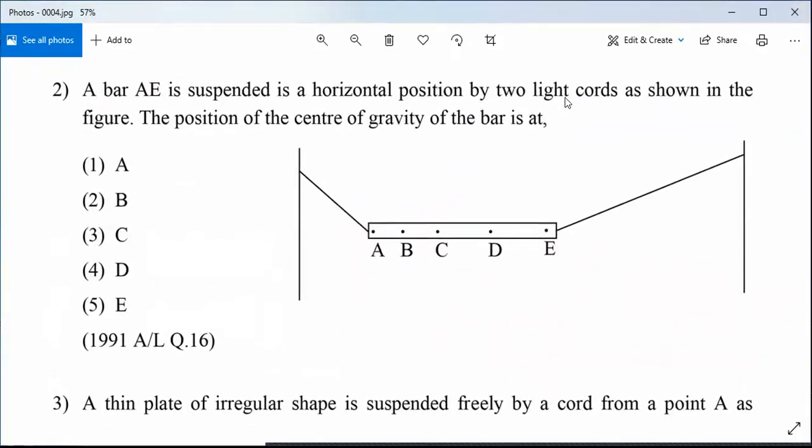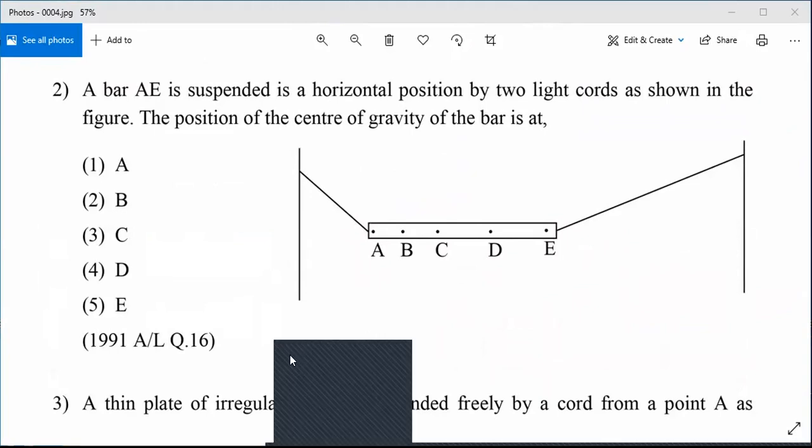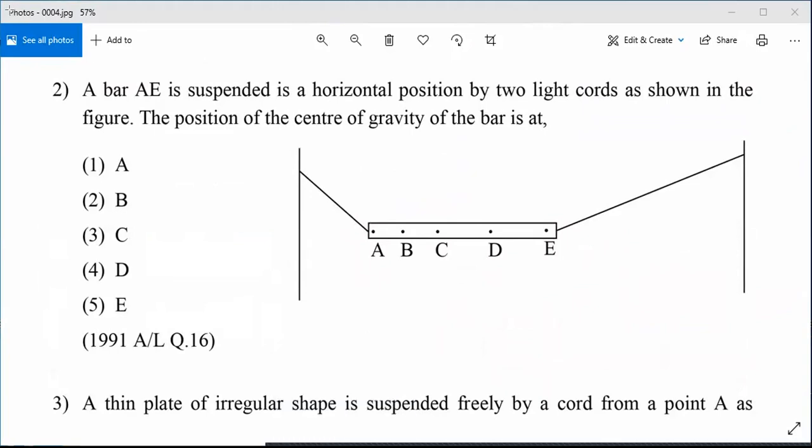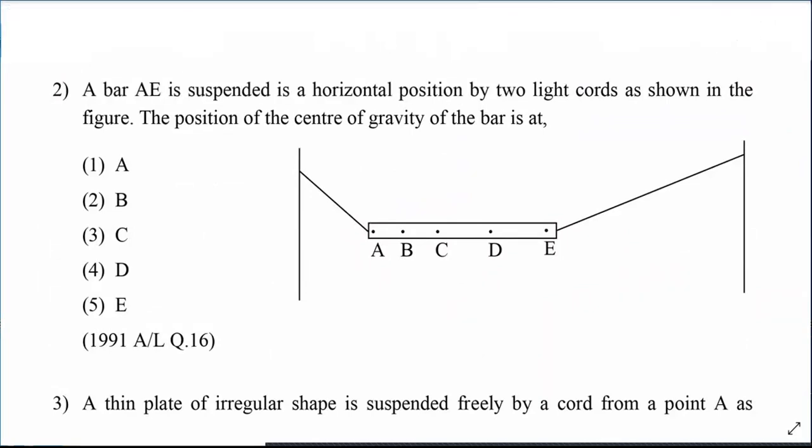Right, somebody please unmute the mic and read the question. A bar AE is suspended in a horizontal position by two light cords as shown in the figure. The position of the center of gravity of the bar is 1) A, 2) B, 3) C, 4) D, and 5) E. Thank you, dear. Thank you very much.